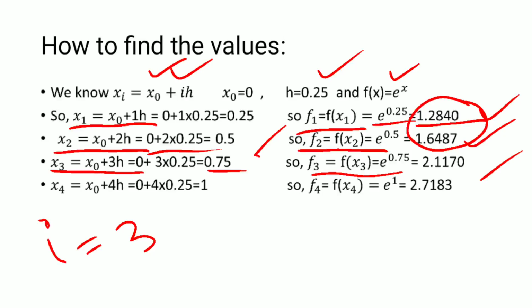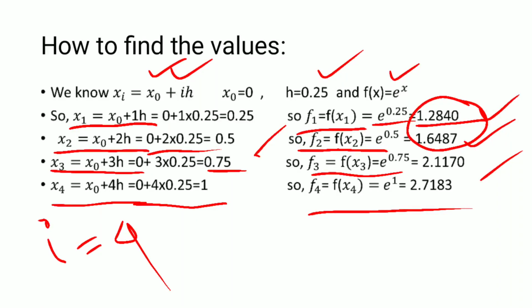And at last we put i equal to 4. Because I said earlier that since n is equal to 4, i will be 1, 2, 3, 4. So with i equal to 4, we get x4, that is 4 into 0.25, that will be 1. And f4 equal to e to the power 1, that is 2.7183.